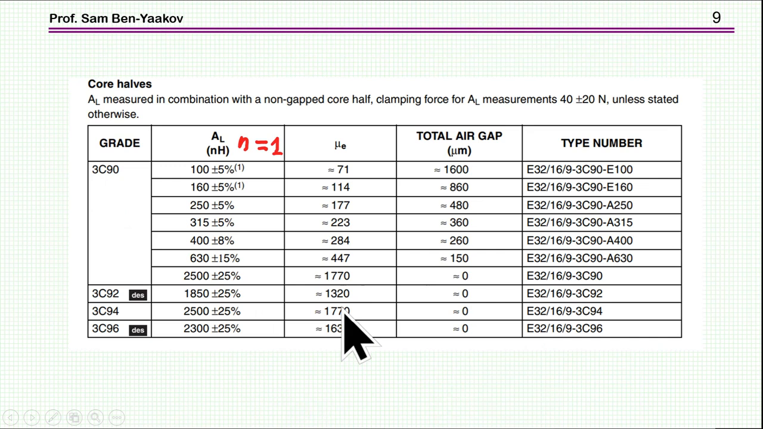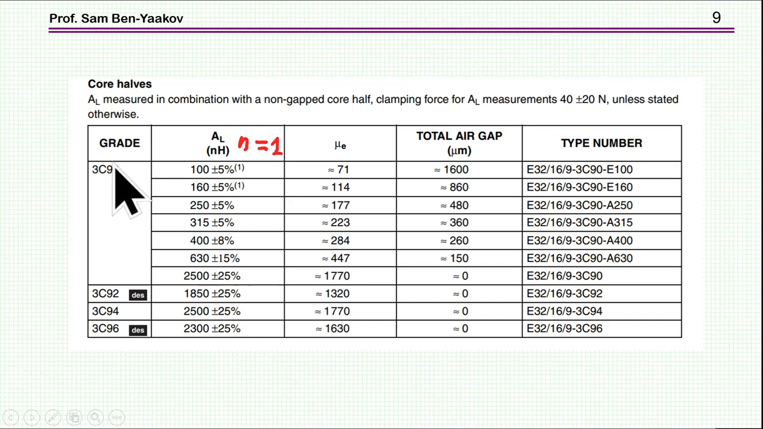And then usually vendors, manufacturers give us data about the permeability and the inductance coefficient, A sub L, which is the inductance in this case for one turn, okay? If you have more than one turn, then you have to multiply it by N square. So, for example, in this case, if the gap is 1.6 millimeter, we have 100 nanohenry per turn, and then we have a permeability of 71. As the gap becomes smaller and smaller, the inductance coefficient becomes larger and the permeability becomes larger until we have zero gap. Then this is basically very close to the permeability of the material itself.